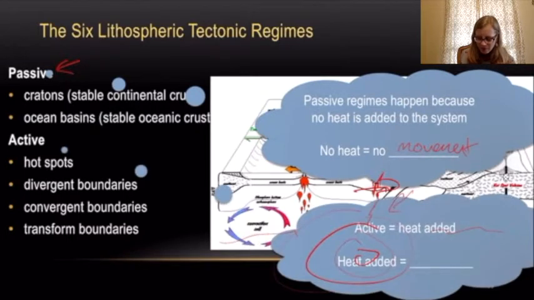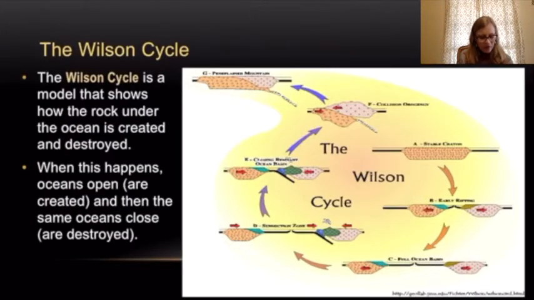Active regimes, heat is being added, therefore we will have movement. There is one stage where we don't have heat added, but there will be movement. And it's because of heat in a different location driving that movement. But almost always heat and movement are connected, and you can almost always see the connection. All right, back to the Wilson cycle.